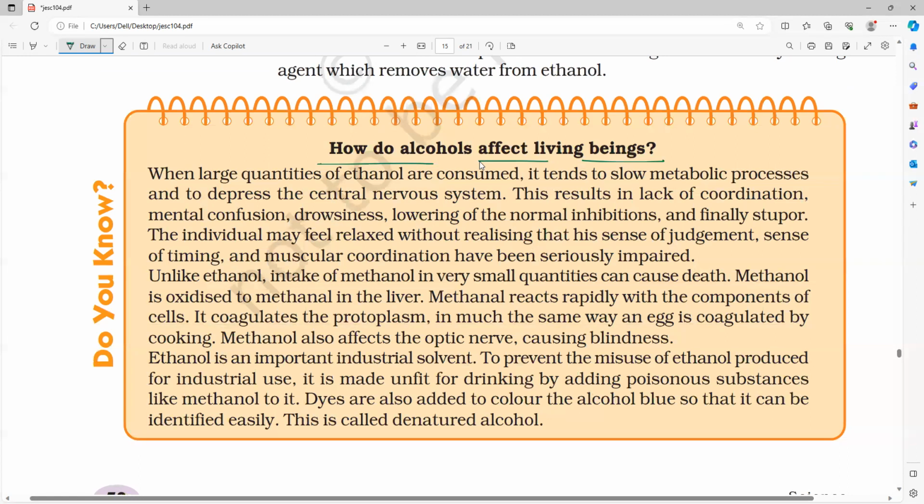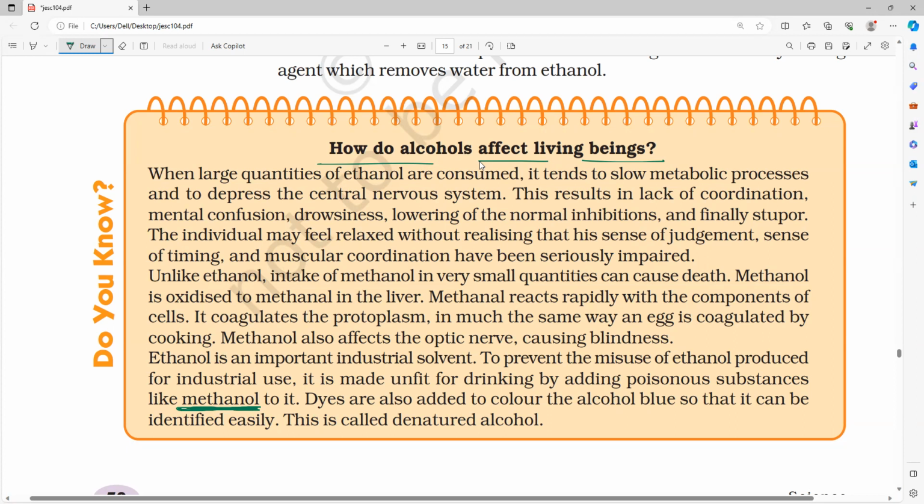Here they are explaining all the things. I will read this paragraph because it has another important point. Who is the first primary member of alcohols? Everybody? Methyl alcohol.